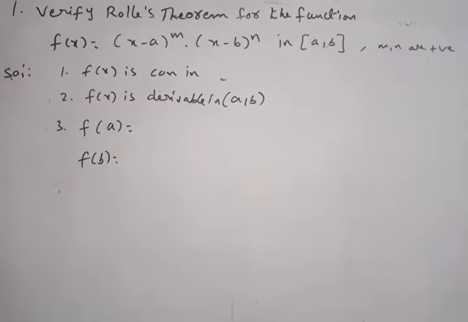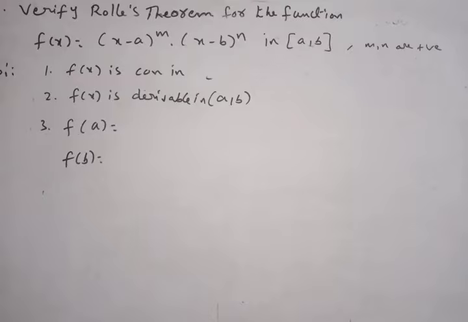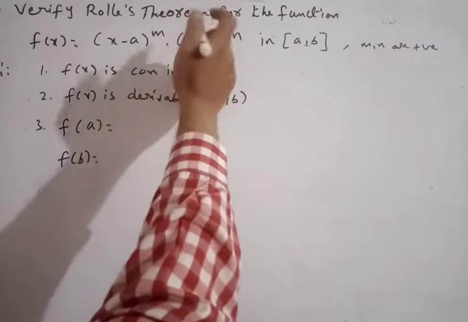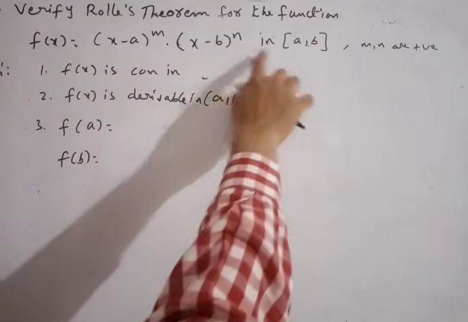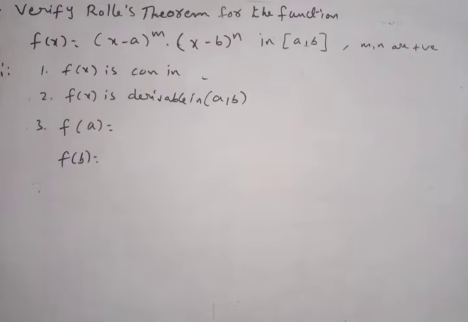Next problem. Verify Rolle's theorem for the function f of x is equal to x minus a whole power m into x minus b whole power n, in closed interval a comma b. Here m and n are positive integers.